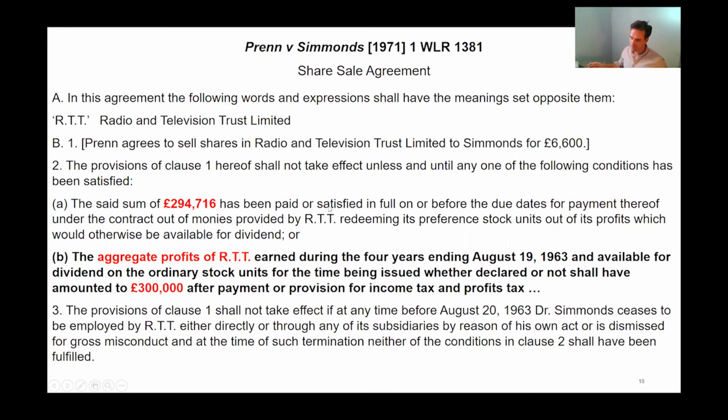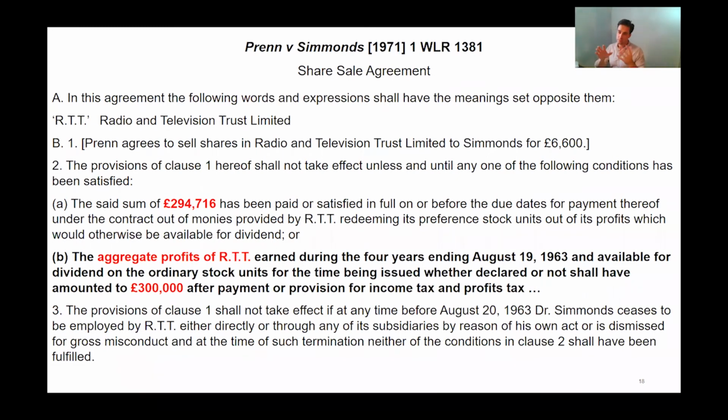So in the end, Dr. Simmons prevails. The House of Lords concludes that RTT here is referring to RTT group profits. As a matter of probability, the objective intention of the parties was that if the RTT group earned over £300,000, then the sale would go ahead. And that made sense because the whole point of this regime was to incentivize Dr. Simmons to make enough money so that Mr. Pren could pay off what he owed on the acquisition.